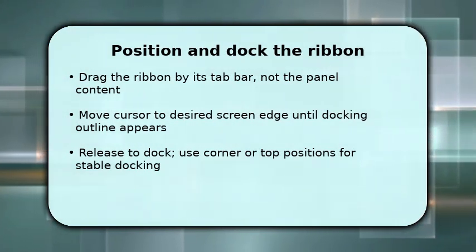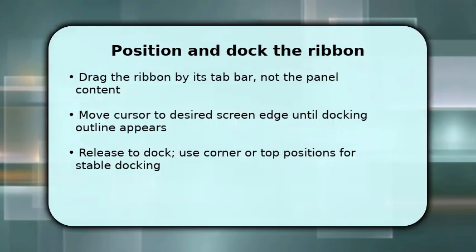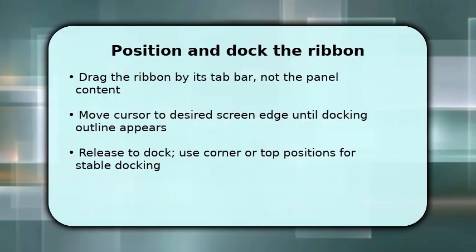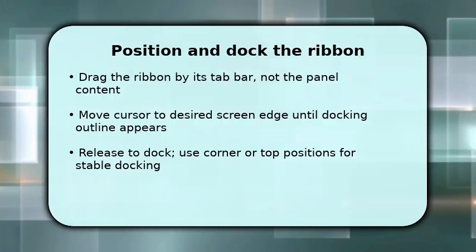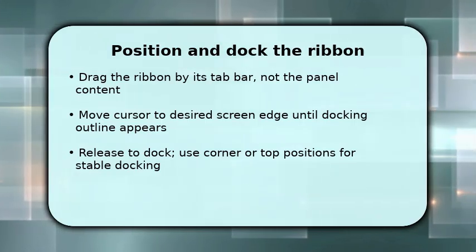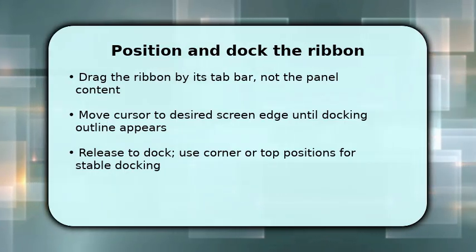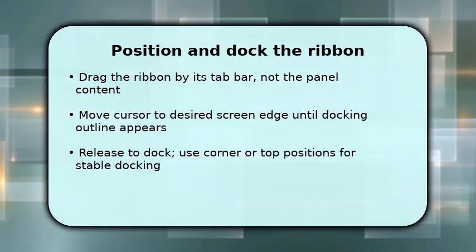Click and hold a ribbon tab, drag the ribbon away from its current position, and watch for the translucent docking outline. That outline indicates valid dock targets. Move the outline to the top edge or a corner for a secure dock. Corners give extra stability if you resize windows. Make sure to drag by the tab area to avoid moving individual panels.